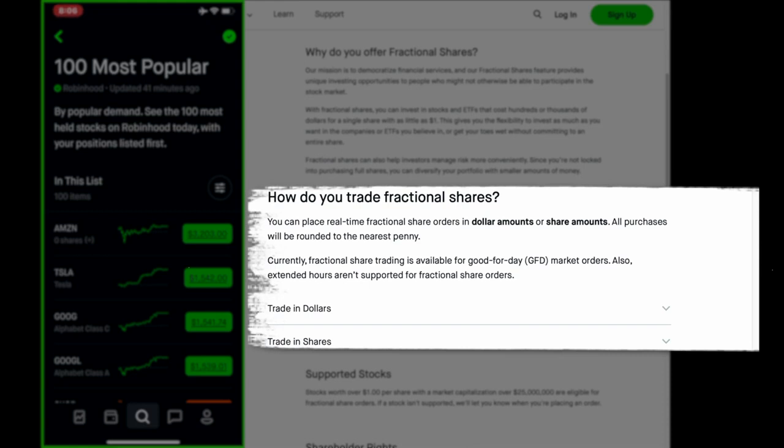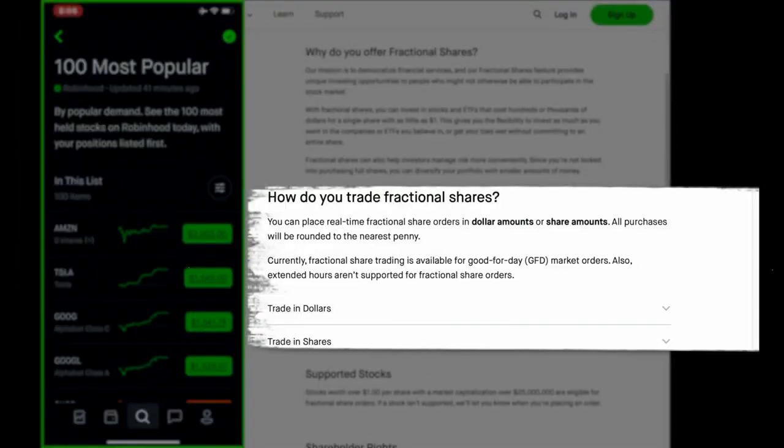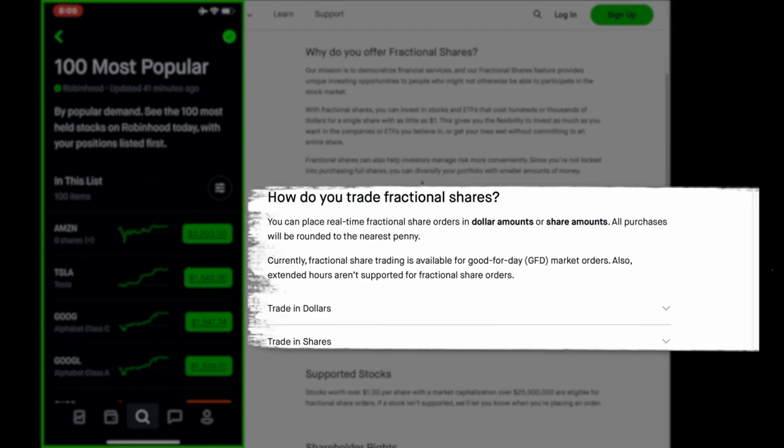Also, another thing to note is that with fractional shares, you don't have access to limit orders or conditional type orders. You can only do dollar amount or share amount orders, which are market orders. And you can only use them good for day. You cannot use them for extended hours, as they note right here.